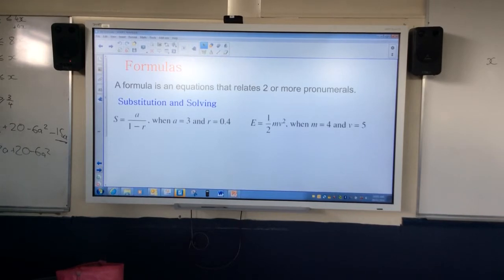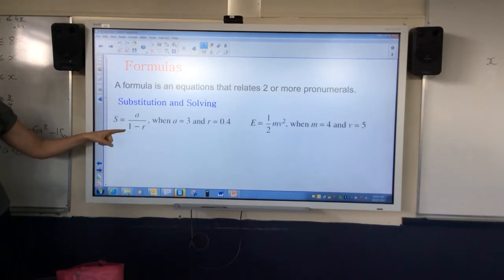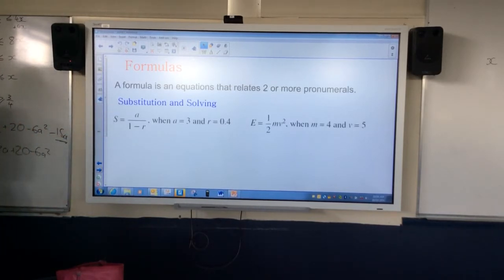The first two here are really simple examples where we're simply going to substitute and solve. So the equation has three different letters in here. I've got an S, an A, and an R. Got three letters, but I'm told what two of them are. So it's really simple. All I do is I replace the letters with the numbers that I was given. And then I don't have three letters anymore. And that solves the problem.